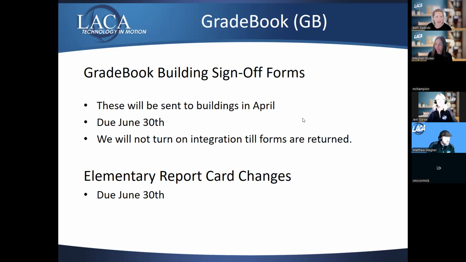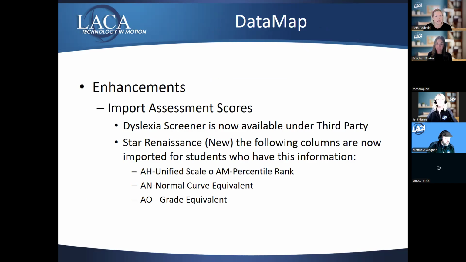Okay, next slide. There weren't really any gradebook enhancements in this release we did last Thursday. There were data map enhancements. I sent these out last Friday, and I threw them up on this PowerPoint just so you have them again. Just a couple: the dyslexia screener is now available when you import. You would choose third party and you'll see that there. They've added columns for the Star Renaissance.